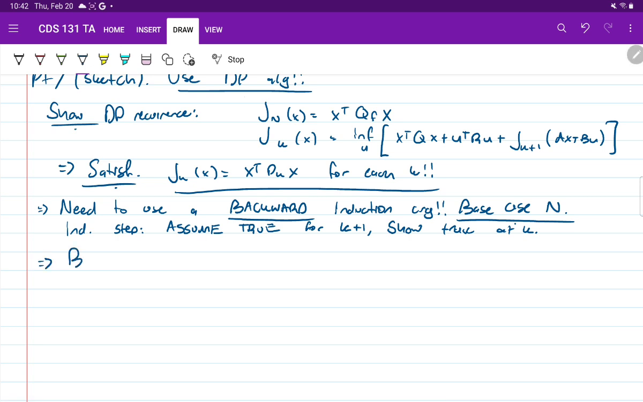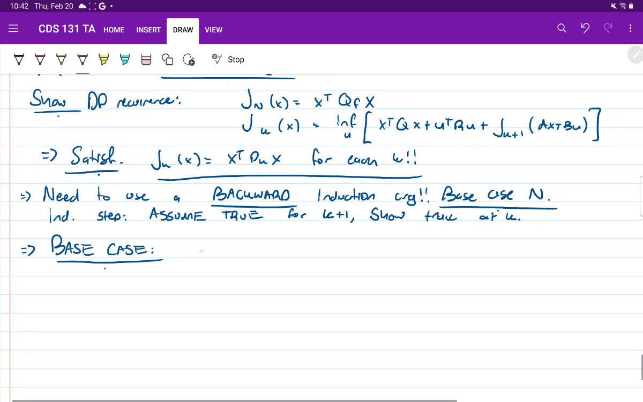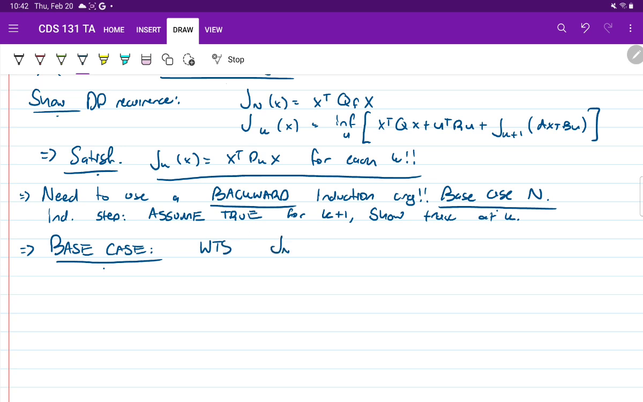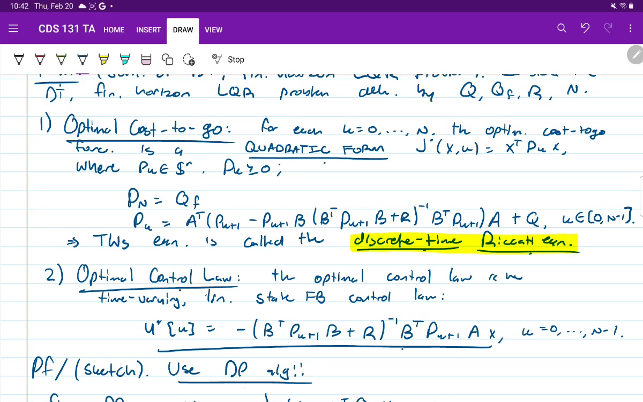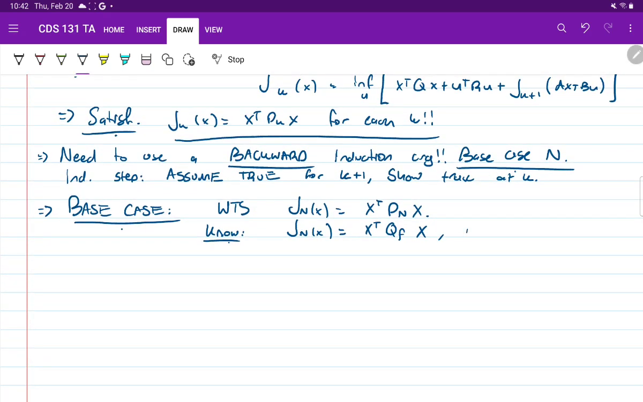Let's start with the base case. So what do we have in the base case? I want to show that Jn of x equals x transpose Pn x. So I know that I have Jn of x equals x transpose Qf x. And if I look at the recurrence, which I outlined up here, I just define Pn as Qf, which means that we're good to go. So the base case follows pretty easily.